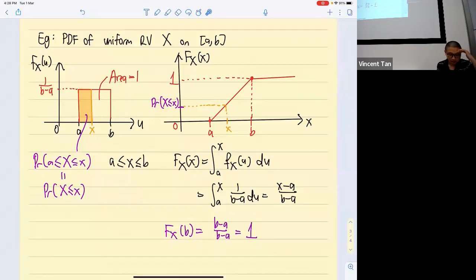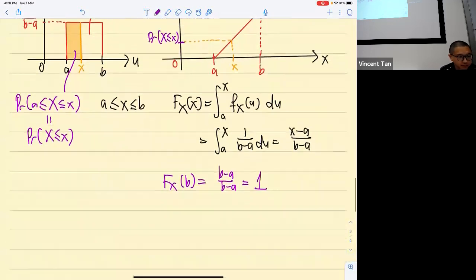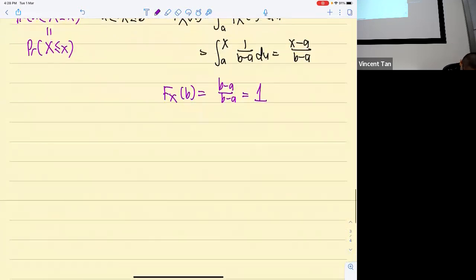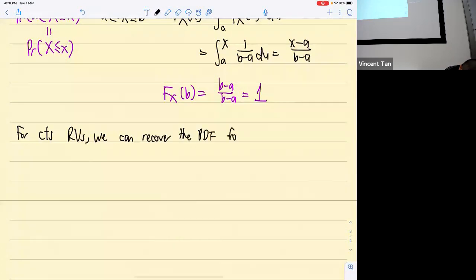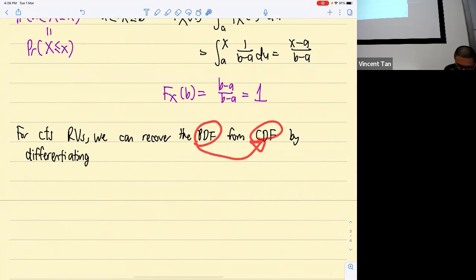All right. So the point is that for continuous random variables, I don't know whether you learned this before or not, but there's this thing called the fundamental theorem of calculus. I just want to mention briefly that for continuous random variables, we can recover the PDF from the cumulative distribution function by differentiating. Now, we get the CDF from the PDF by integrating. So if we have the CDF and want to get back to the PDF, we differentiate.